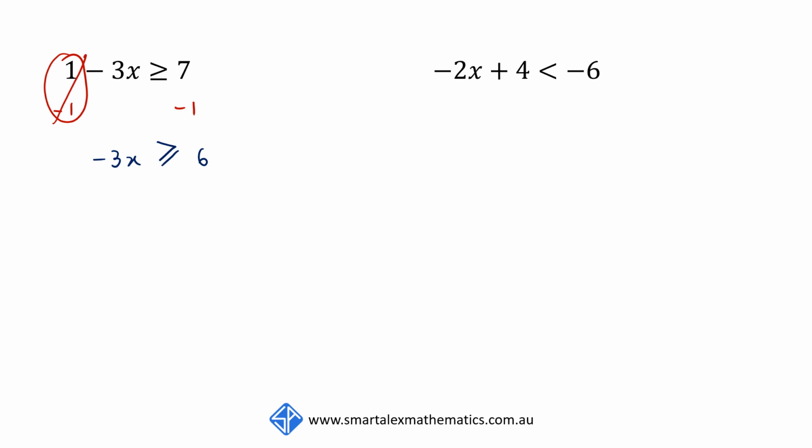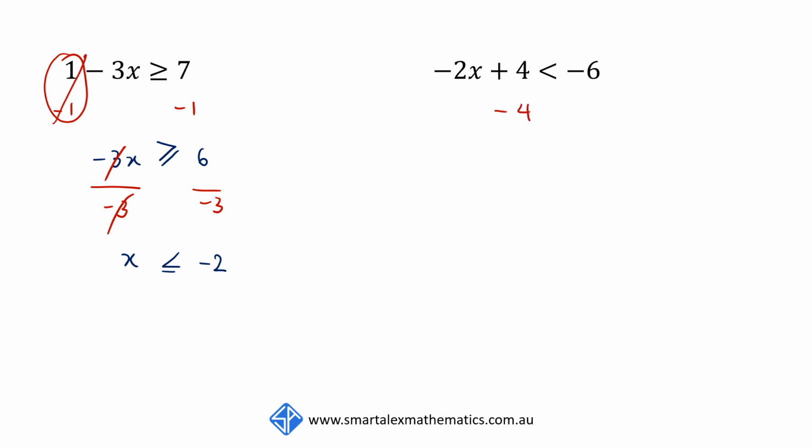The next step, I want to get rid of the negative 3. So we're going to divide both sides by a negative 3. This time we're dividing by a negative number. So we have x is less than or equal to negative 2. Notice the sign reversal.